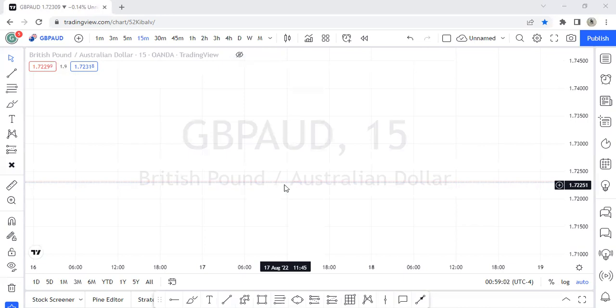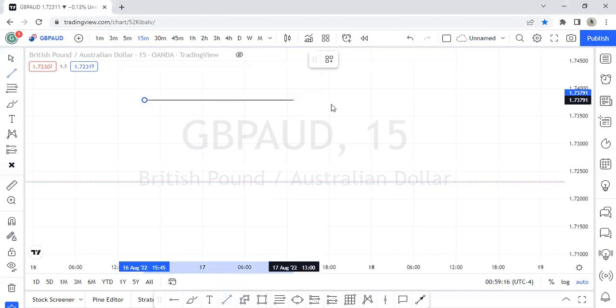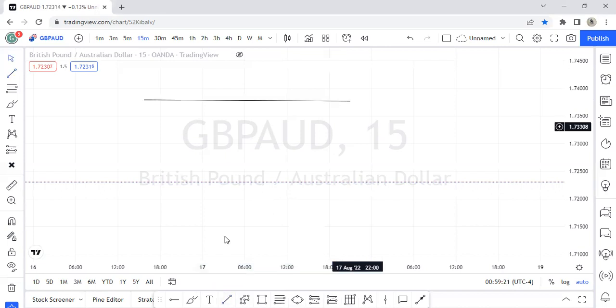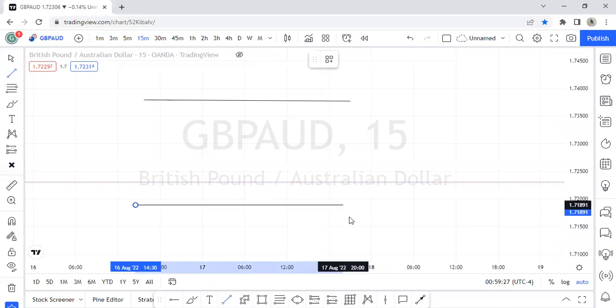The ICT fair value gaps is based on two notions. The first notion is that price is drawn to buy side liquidity and sell side liquidity. I'm showing you how I understand that, and we'll go to the charts in a moment. First, you want to see the resistance or support to the upside and then to the downside. Before you trade these ICT fair value gaps, number one, you must have a reason to go short.